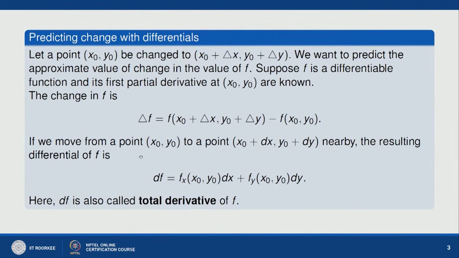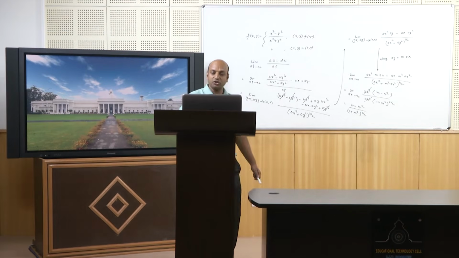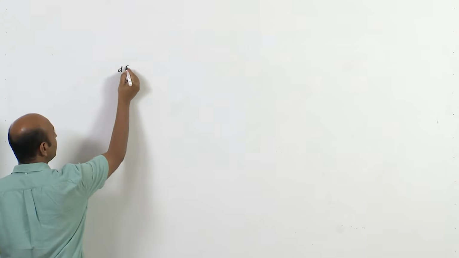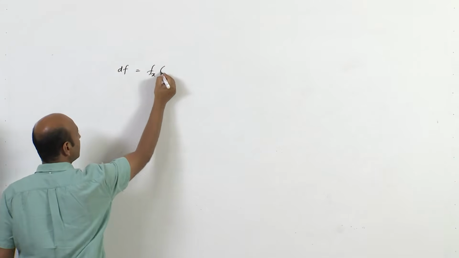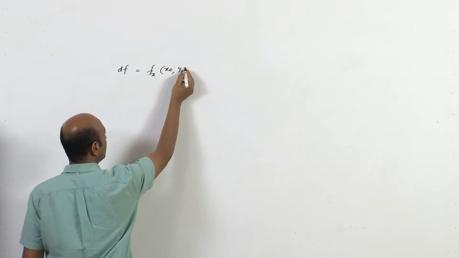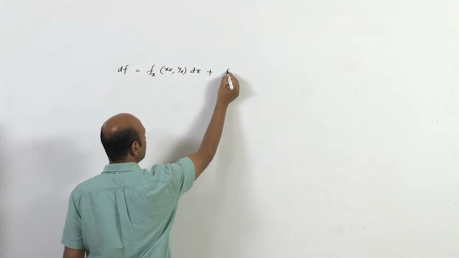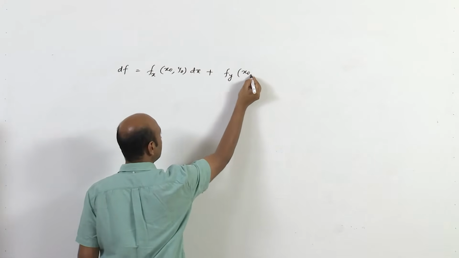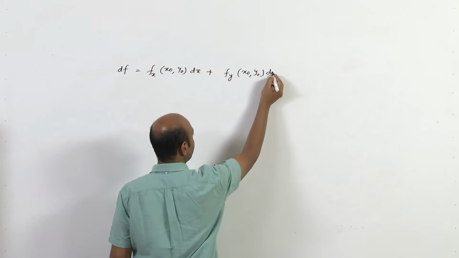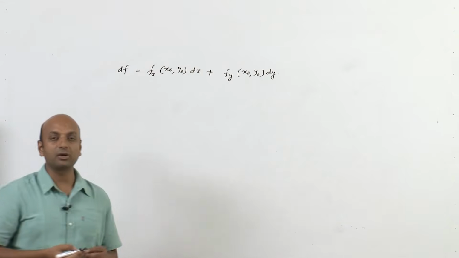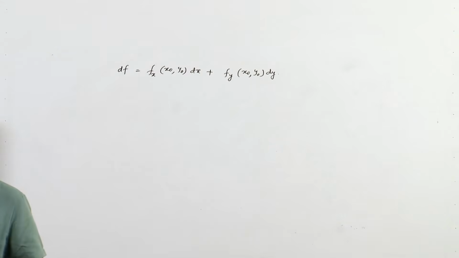Now, if we move from a point x naught, y naught to a nearby point x naught plus dx and y naught plus dy, the resulting differential of f is given by this. So, what is the resulting differential of f? It is df equals fx at x naught, y naught times dx plus fy at x naught, y naught times dy, which we are also calling the total differential of f.